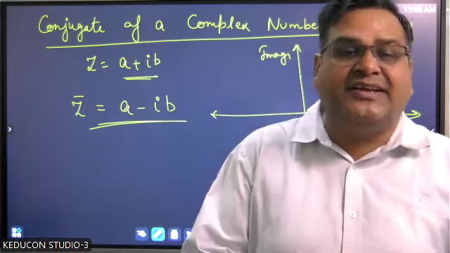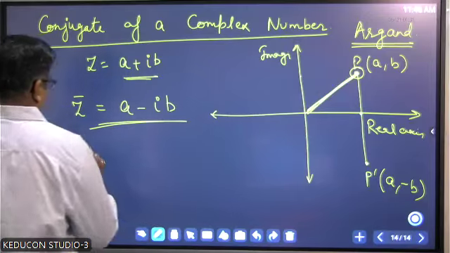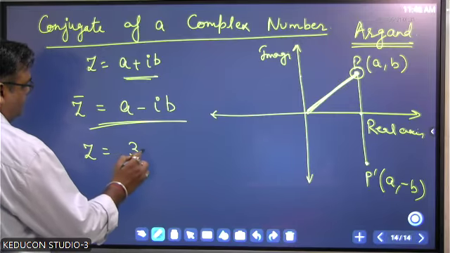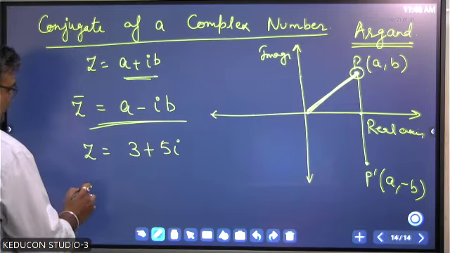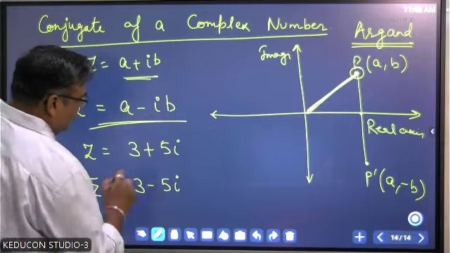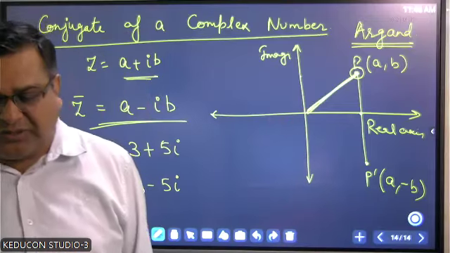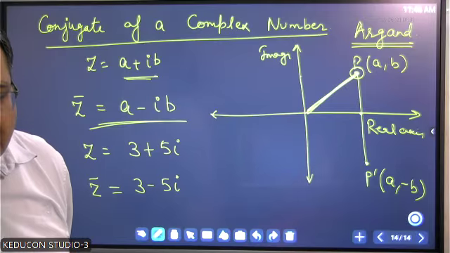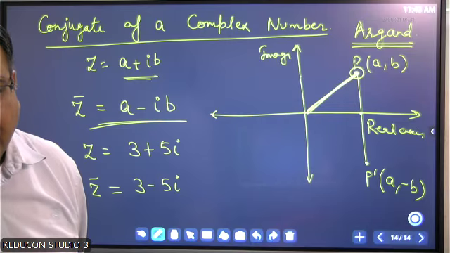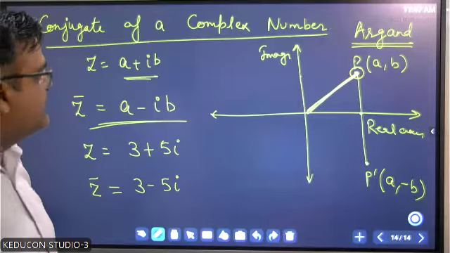The image in the real axis represents the conjugate. We generally understand the conjugate as just changing the sign in between, but the actual meaning is shown in the graph. Have you understood, bacho? What is the meaning of conjugate? How it can be represented on an Argand plane. This plane is known as the Argand plane. Right, bacho?